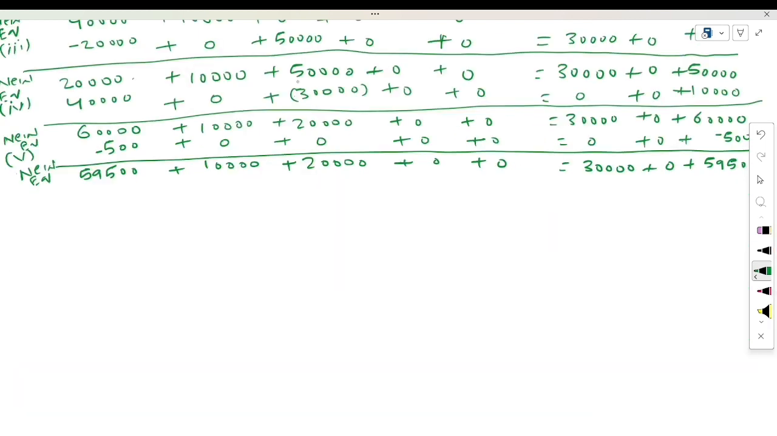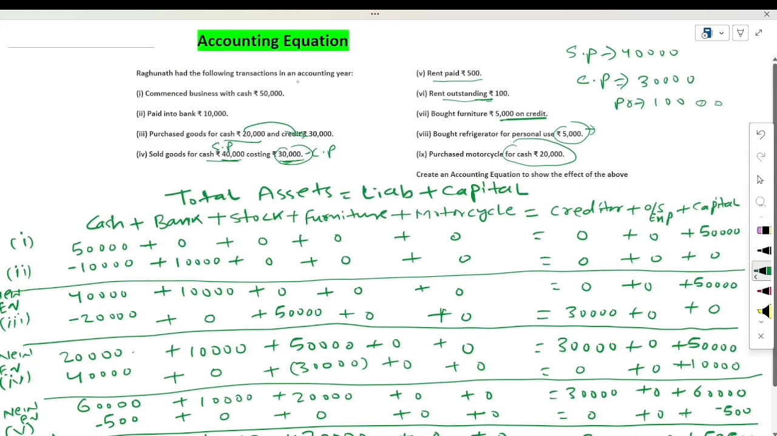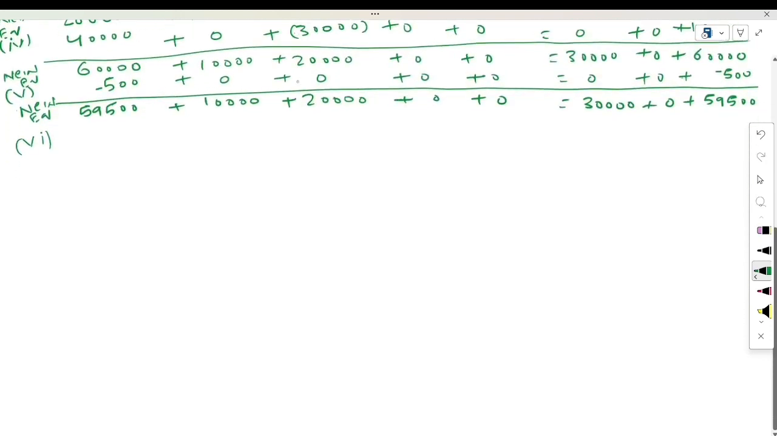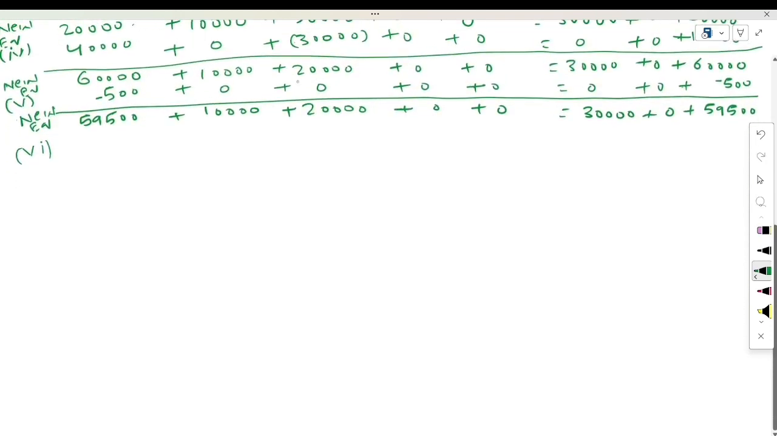Now come to transaction number 6. What is transaction number 6? In transaction number 6, here is rent outstanding. How much? 100. Rent outstanding. Outstanding means you have not paid rent. It means there will be no impact on cash. Here there will also be no impact. Here there will be no impact. Here no impact.